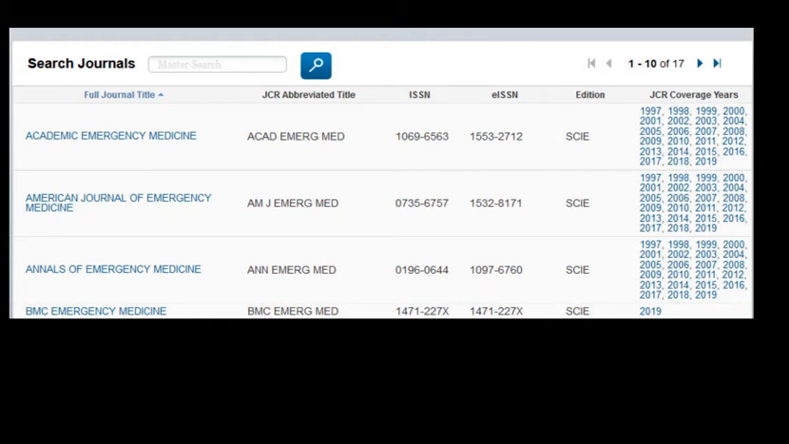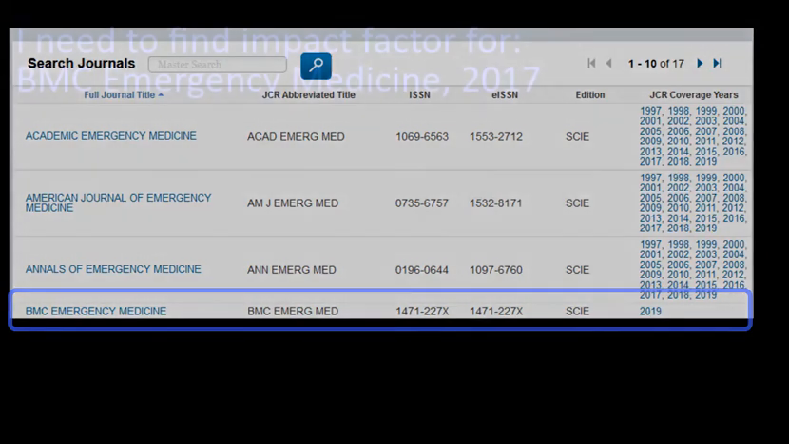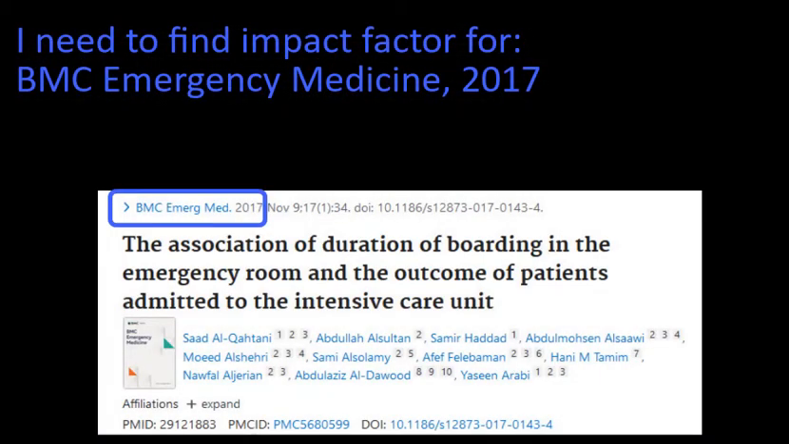A private company makes impact factors and they have rules about when they decide to track journals. BMC Emergency Medicine began publishing in 2001, but was not tracked for impact factor until 2019. There was no impact factor calculated for this journal prior to 2019. If asked to identify the impact factor for this citation, the answer would be there is no impact factor available for this journal in this year.